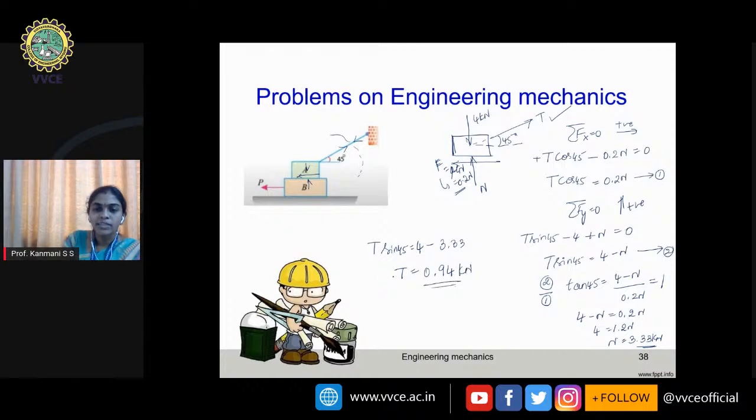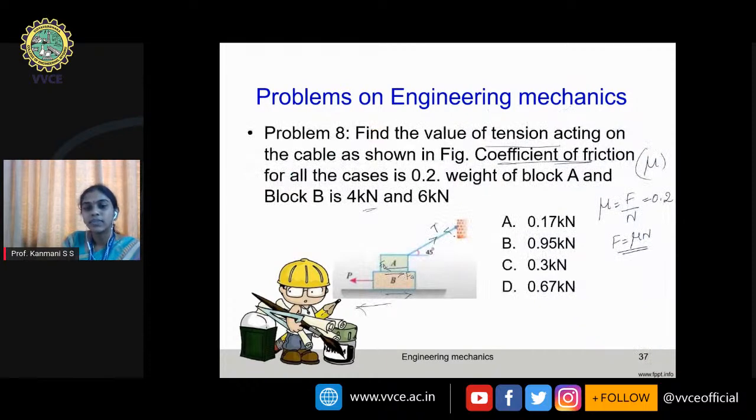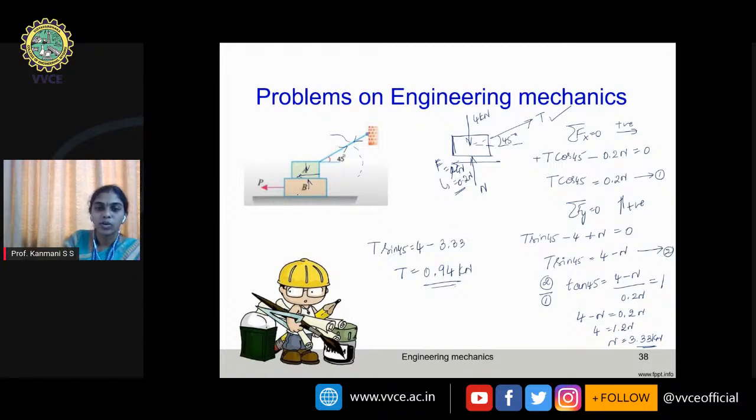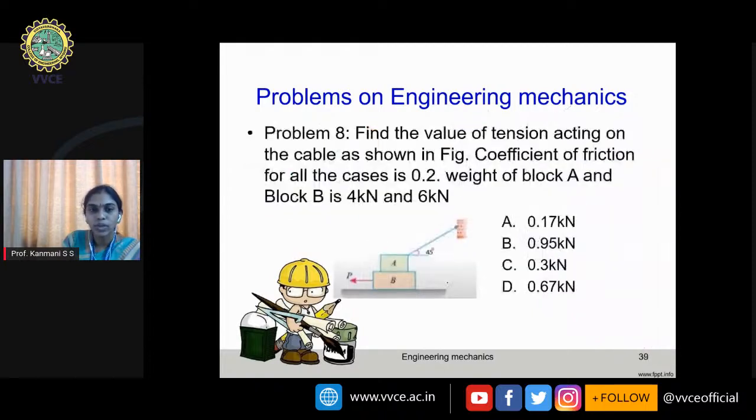So our answer was supposed to get the P value. The question asked is to find the tension. So I'm not going to take another block. If the question is asked to find what is P, then you should continue with the other force. So you have to stop only at this stage. So let me see the answers that were given. The answers given are 0.17, 0.95, 0.3, and 0.67. So we have this answer.